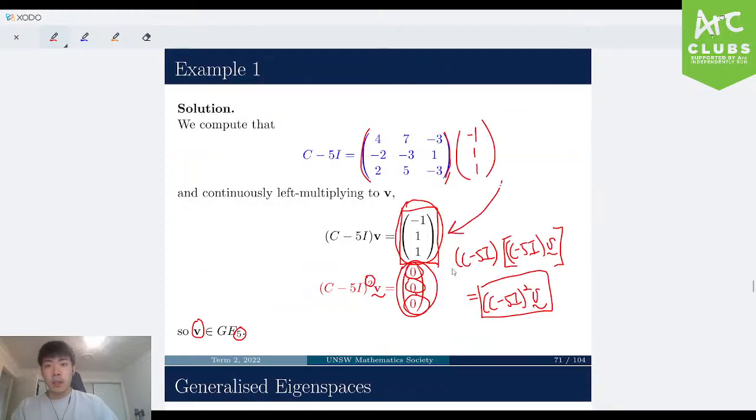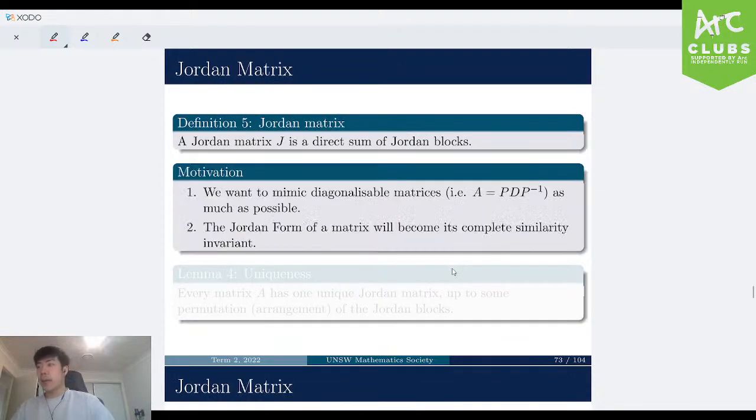Now, why is it that we care about these Jordan matrices? I think it's important to talk about the motivation here as well. It's also important because it gives us more insight into what we're trying to do in the future steps. In Bruce's class, he would have talked about diagonalized matrices a bit, right?